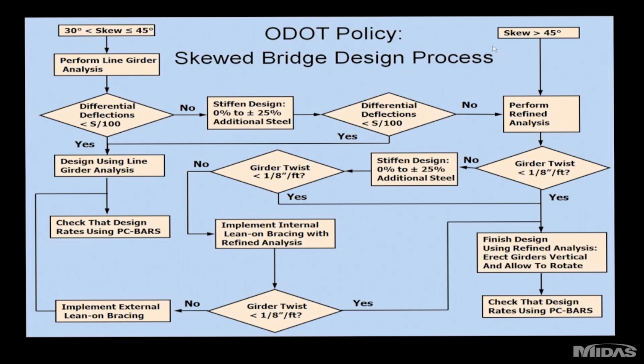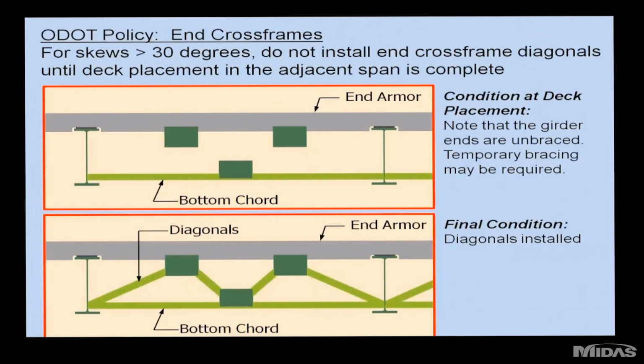So now going back and starting on the structures with a greater than 45 degree skew, it's essentially the same policy. You just skip all the line girder analysis. You go straight to the refined analysis and measure twist directly, and then follow the same path. So that's the analysis policy.